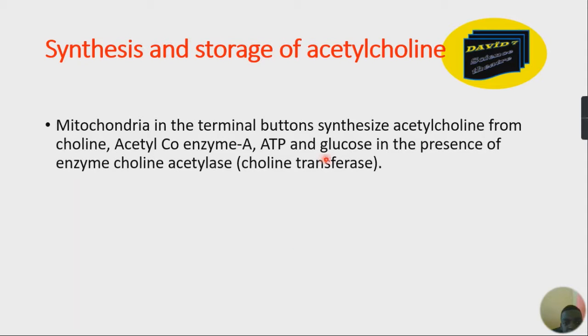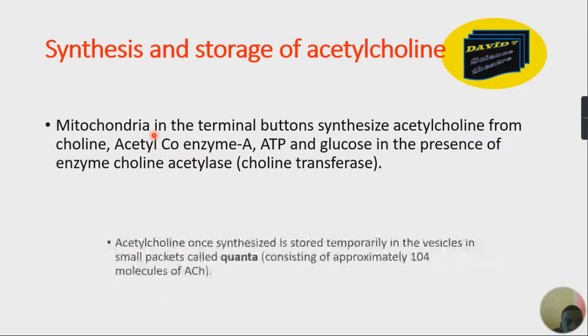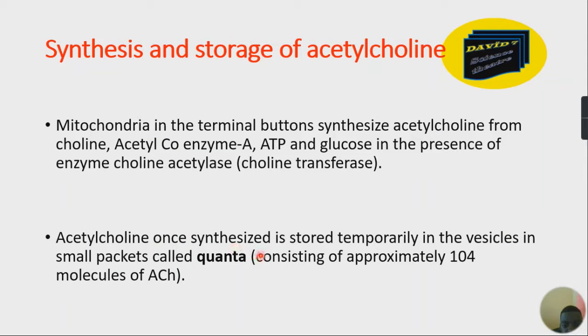And now the synthesis and storage of this acetylcholine, which is going to be released. The mitochondria in the terminal buttons synthesize acetylcholine from choline, acetyl-CoA, ATP, and glucose in the presence of the enzyme choline acetyltransferase. This enzyme is very important in forming acetylcholine within the mitochondrion. Once it's synthesized, the acetylcholine is stored temporarily in vesicles in smaller packets called quanta, and each quantum may consist of about 10^4 molecules of acetylcholine.